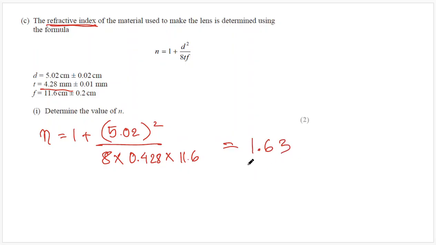1.63, and yes, the value has to be in 3SF, because all the other values in the data set are in 3SF. So D, T, and F are all in 3SF. That's why you have to give your N in 3SF as well.